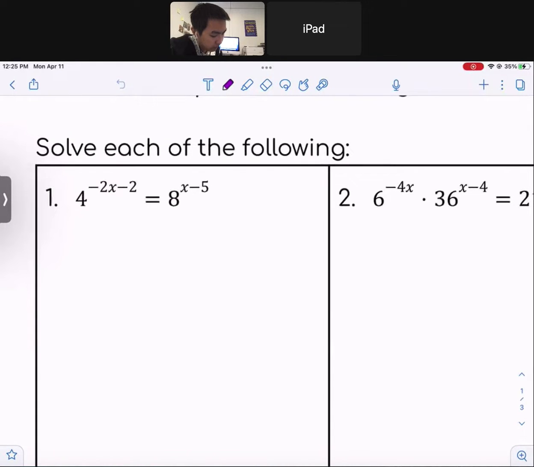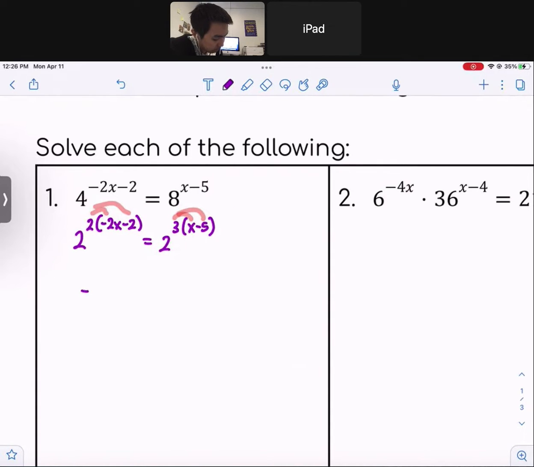So 4 and 8 could have the same common base of 2. So this is going to be 2 to the second times negative 2x minus 2, and this is going to be 2 to the third times x minus 5. And because they have the same bases now, that means the two exponents have to be equal to each other.